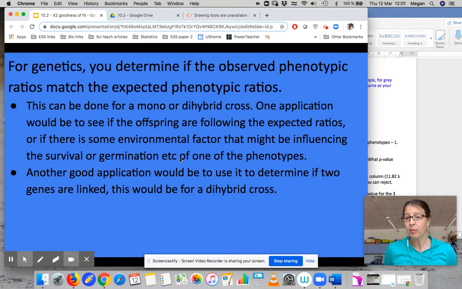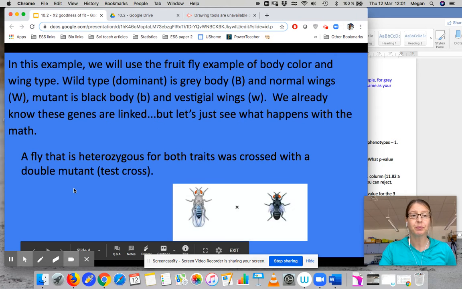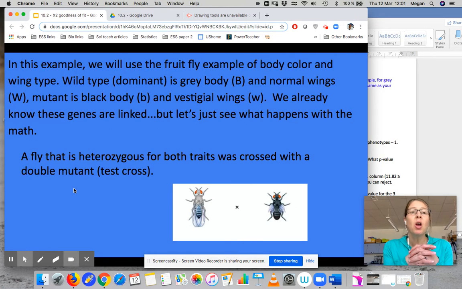But the way we're going to apply it today is we're going to be doing dihybrid crosses and looking at some observed phenotypes, and we're going to see if that phenotypic ratio matches the expected ratio. If it doesn't, it's possible that those two genes are linked. Okay, so again, genes are linked if they're found on the same chromosome. All right, so this example, we're going to use fruit flies. And the same example that we did in the last one, except we're going to be looking at the ratios and not going through the whole crosses.